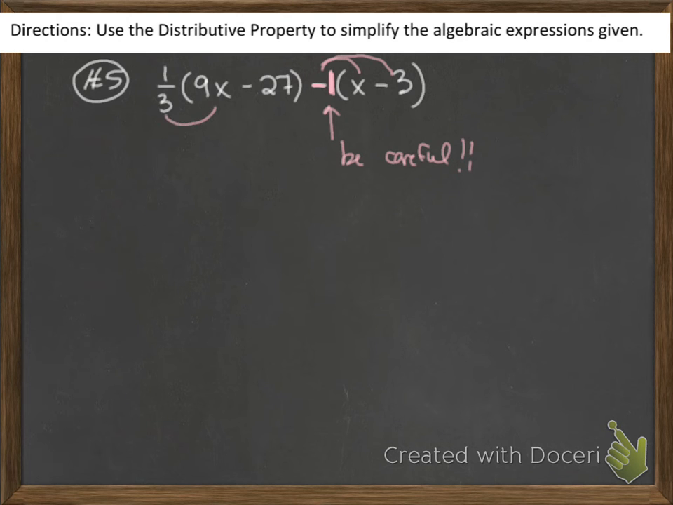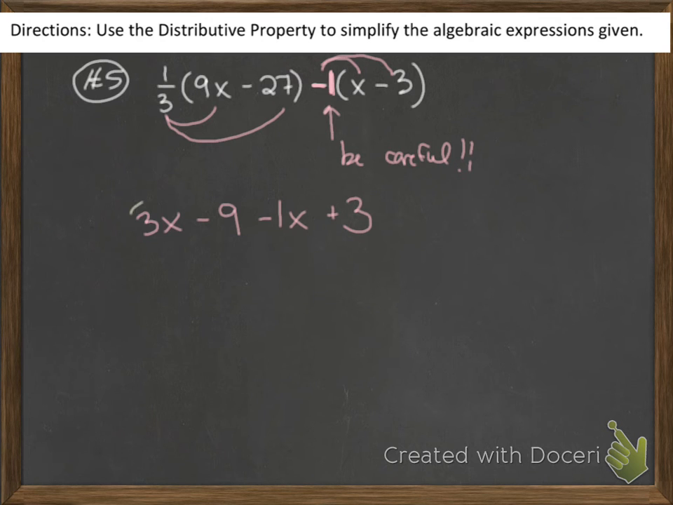So let's start at the beginning. So we have 1/3 times 9x. That's going to give us 3x. Then we have 1/3 times negative 27. That gives us negative 9. Then we have negative 1 times x. That's negative 1x or negative x. And then we have negative 1 times negative 3. That gives us positive 3.